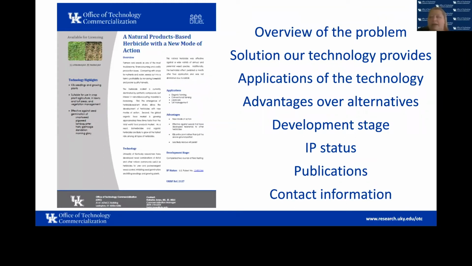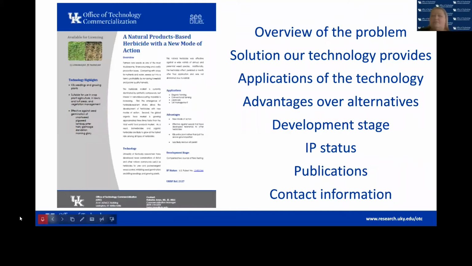Finally, we link to the patent application or issued patents on Google Patents so that a tech scout can get more information quickly about the technology, and we cite any relevant publications. The marketing abstract also includes contact information for the commercialization manager handling each technology, so that a reader knows who to contact for more information.